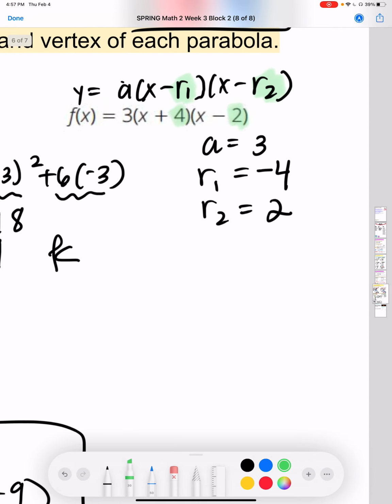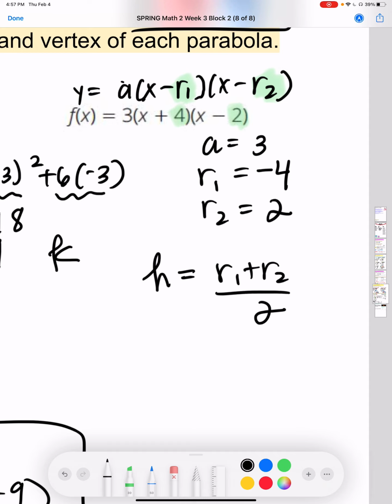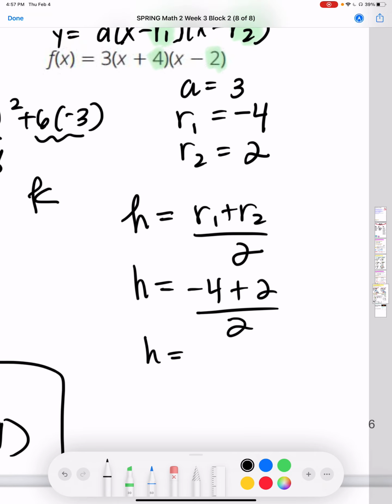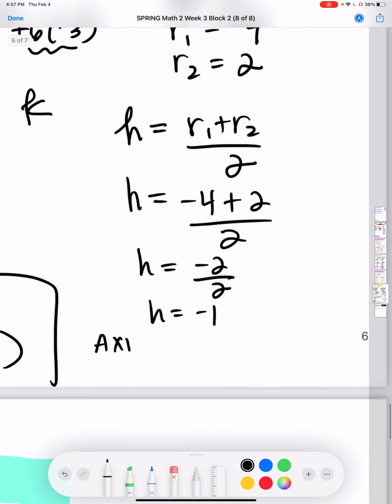All right, so what we're going to do is go ahead and use our formula. So our formula is h equals r1 plus r2 over 2. You add your two roots together, divide by 2. So let's plug those in. h equals negative 4 plus 2 divided by 2. We get h equals negative 2 divided by 2, which equals negative 1. That's our axis of symmetry. So our axis of symmetry is x equals negative 1.